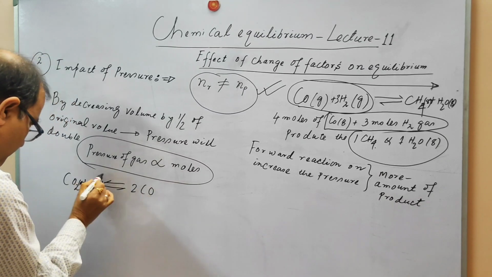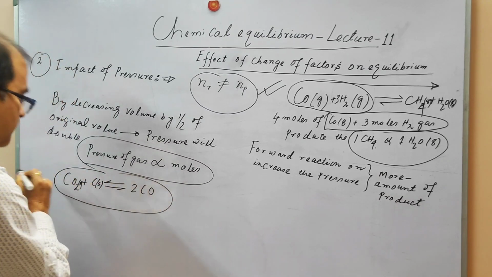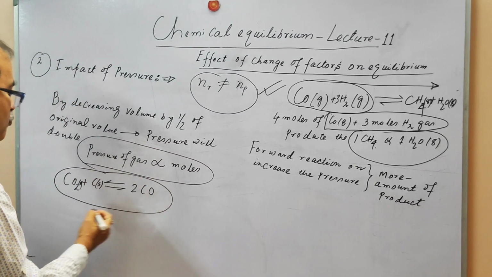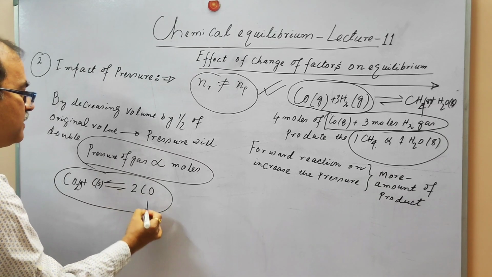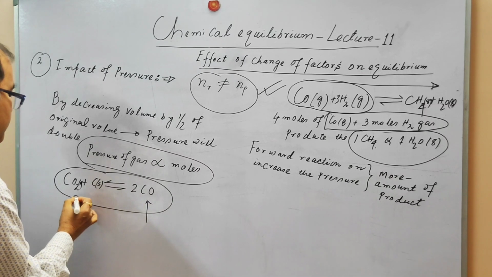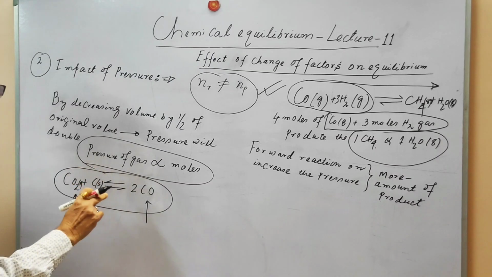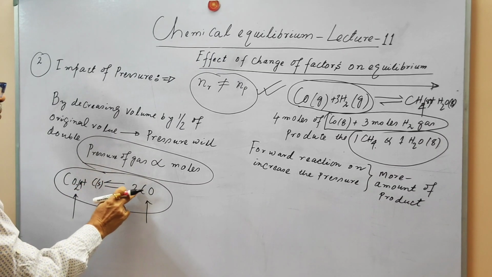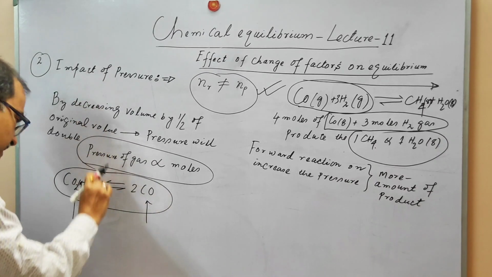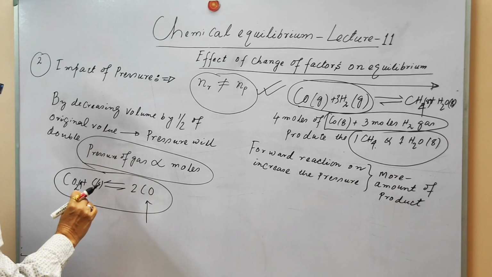For this reaction, you can see here the product is 2 moles and the reactant is 1 mole. Because it is a solid, you do not have to consider it. So what is going to happen when we increase the pressure in that reaction?